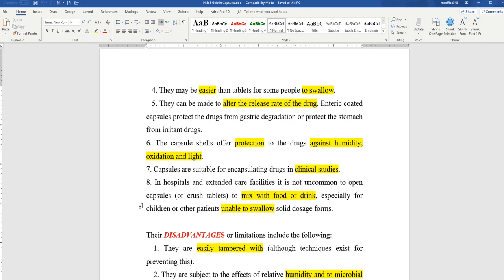This is especially the case in case of children who are unable to swallow. So if someone is unable to swallow capsule or tablets, I have the option to put it with food or put it in a drink.